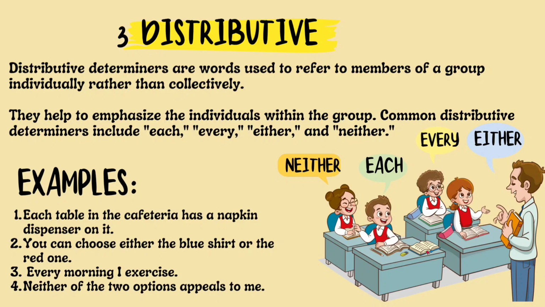Common distributive determiners include each, every, either, and neither. For example, each table in the cafeteria has a napkin dispenser on it. Second is, you can choose either the blue shirt or the red one. So we are choosing one of them, either blue or red. Next is, every morning I exercise.